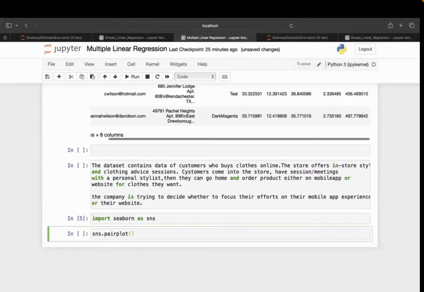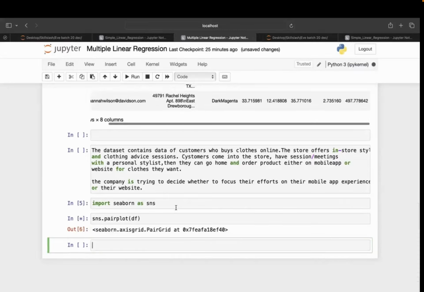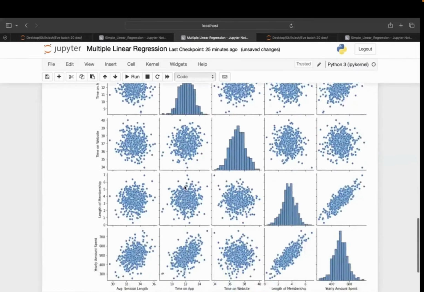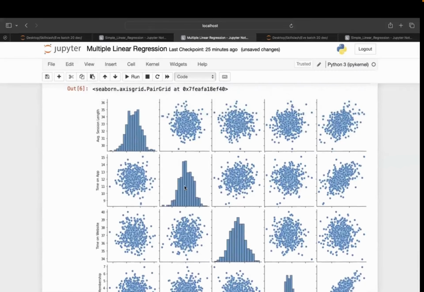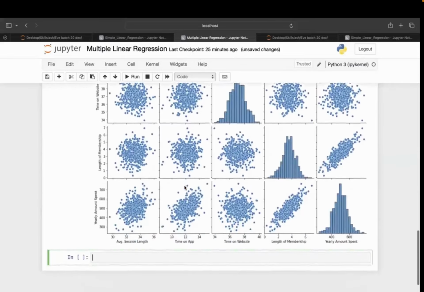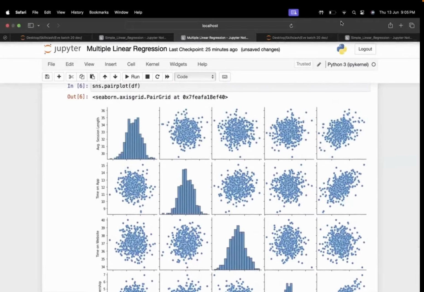SNS.pairplot df. You can see, ignore the diagonals. Guys, if you look into the diagonals, what information you are getting? Let's talk about the data set a bit more. Average session length with average session length is creating a graph somewhat like this. What can we call this graph?